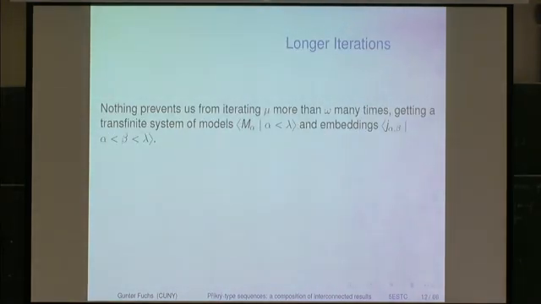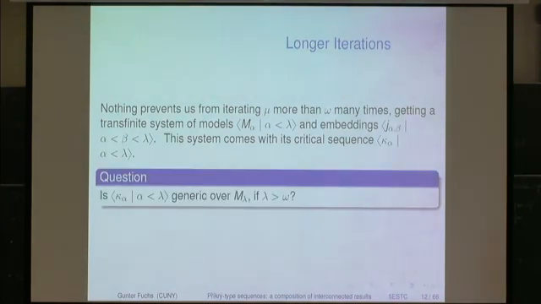Okay, so now I want to see what happens if you iterate more than omega many times. So this is something that will turn out not to work. But of course you can iterate. You can go on past omega and form linear iterations of just larger length. And so the system also comes with a critical sequence, and so the naive question would be, is this sequence going to be generic over the limit model, right?